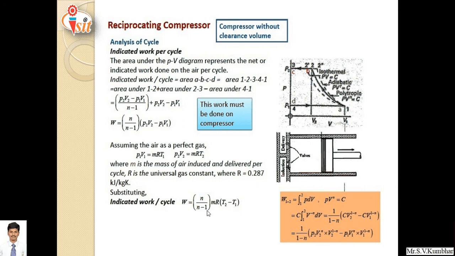Total indicated work per cycle is equal to (P2V2 minus P1V1) upon (n minus 1) plus P2V2 minus P1V1. After solving this, we get for the polytropic process the work required by the compressor, W equal to n upon (n minus 1) into m R (T2 minus T1).